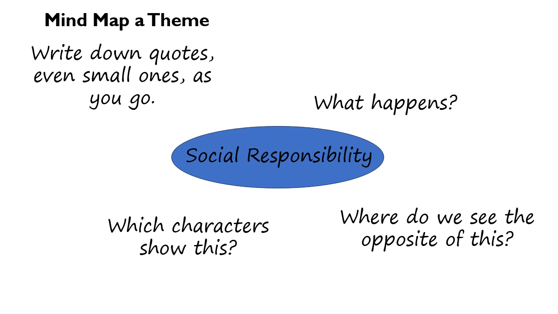So we don't just have to talk about when people are socially responsible. We can talk about when they're not as well. Both sides of the coin, both the good and the bad, are important to talk about to have a full response. And try to write down quotes, even small ones, as you go. Just knowing that Scrooge as a small boy was solitary, that's one word, but it's a quote and it counts as a reference.